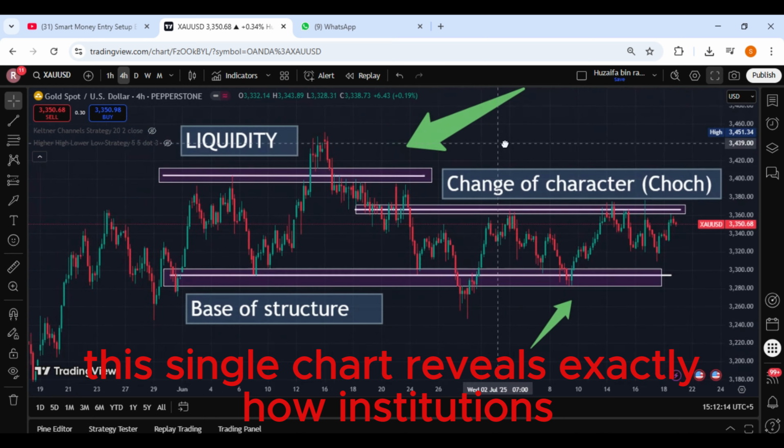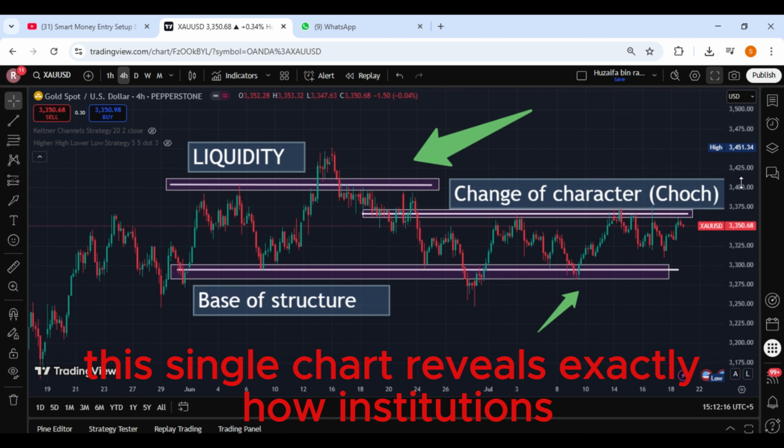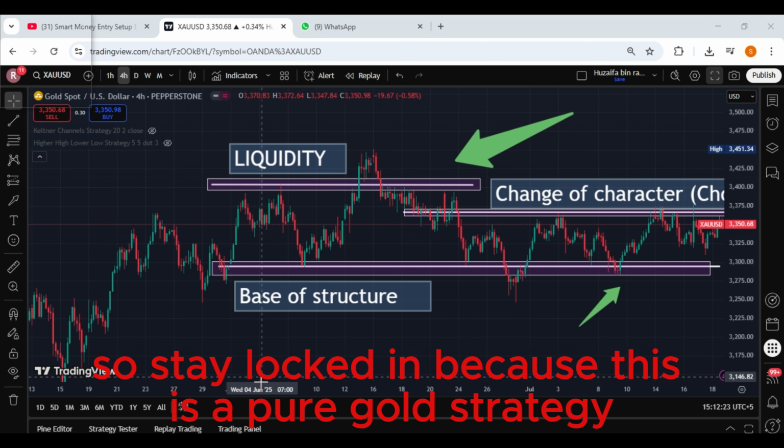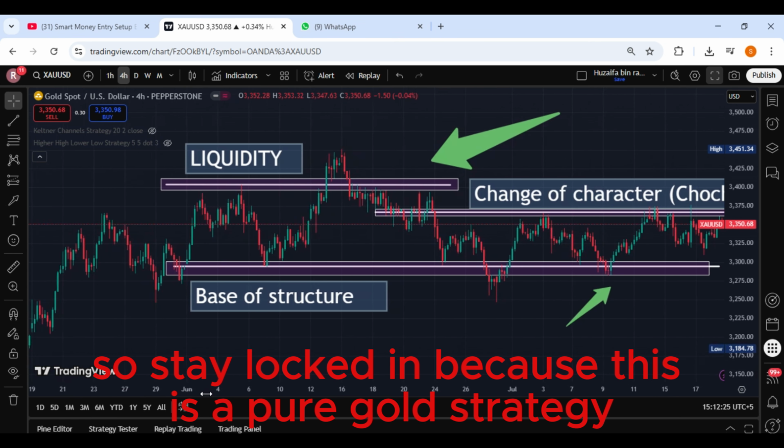This single chart reveals exactly how institutions trap retail traders and how you can flip the game by trading like a pro. So stay locked in because this is a pure gold strategy.